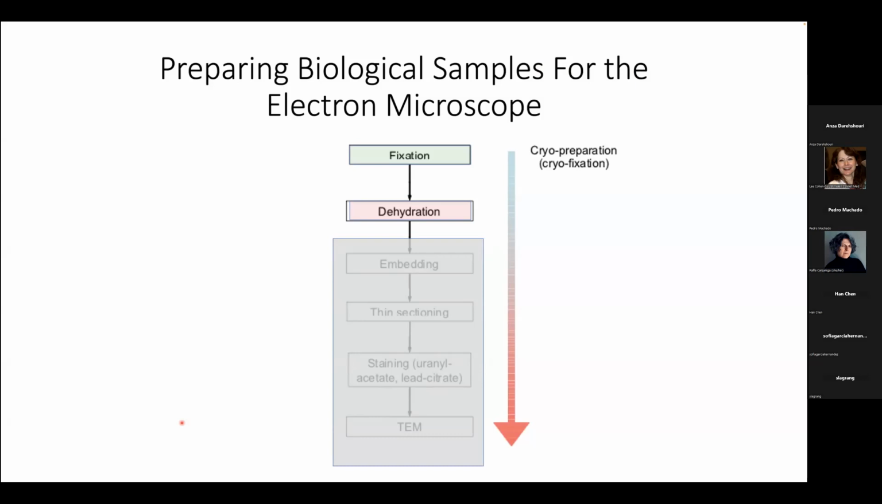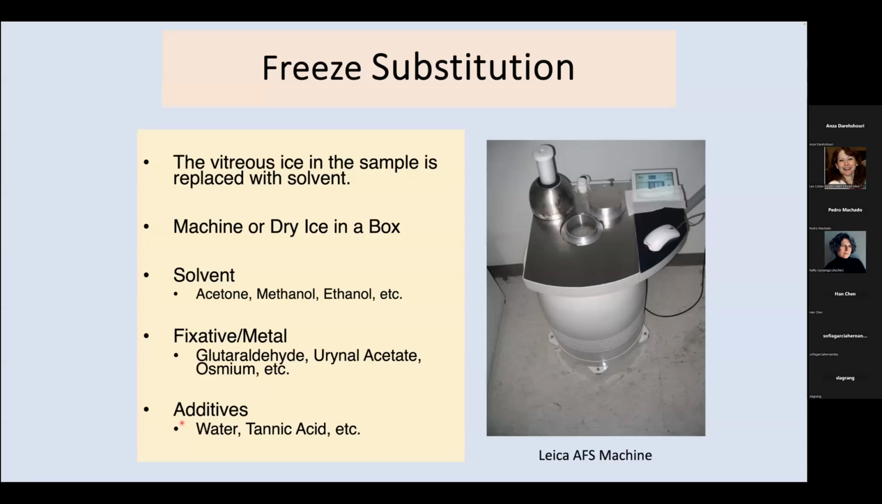If you're going directly to the TEM in a cryo-ET type application, you would just take the sample and go to a cryo-FIB mill and do cryotomography. But if you're going to do plastic work, ultrastructure or plastic tomography, you still have to dehydrate the sample, and this process is what we call freeze substitution. We keep the sample at minus 80 degrees C, and then slowly replace the vitreous water ice with a solvent. This process can be done in a machine, like the Leica AFS machine that we use, or it can be done in a dry ice box.